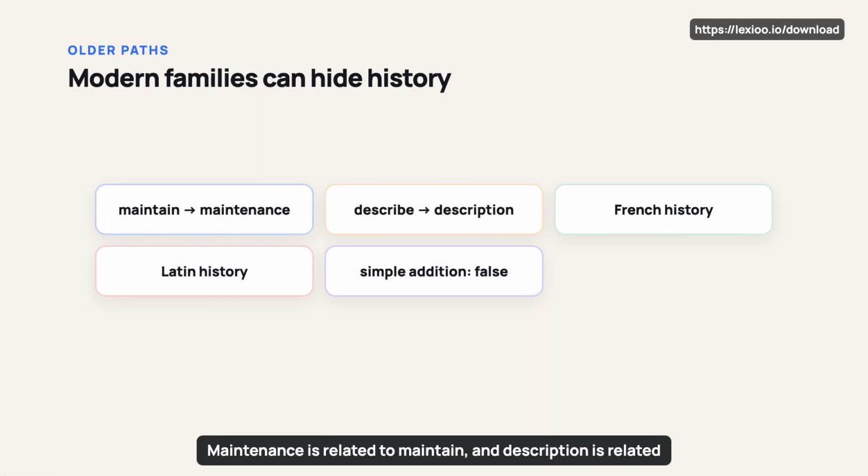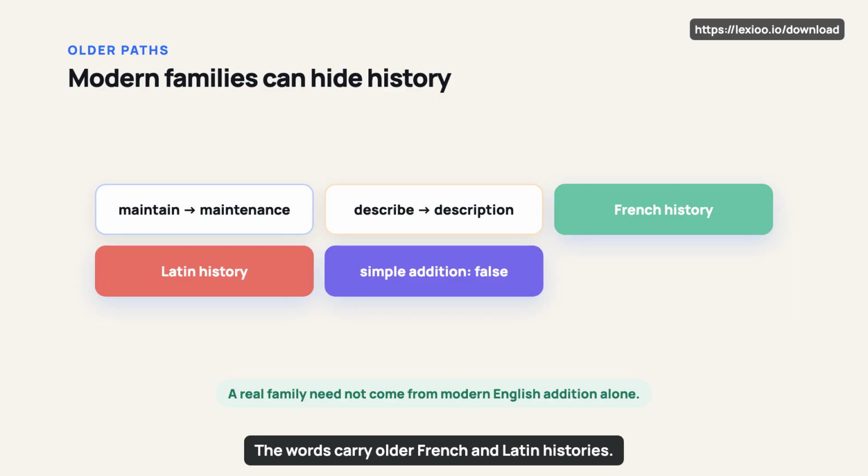Maintenance is related to maintain, and description is related to describe. Yet their spellings are not just modern English speakers changing letters for easier pronunciation. The words carry older French and Latin histories. A modern family can be real even when the historical path is not simple addition.